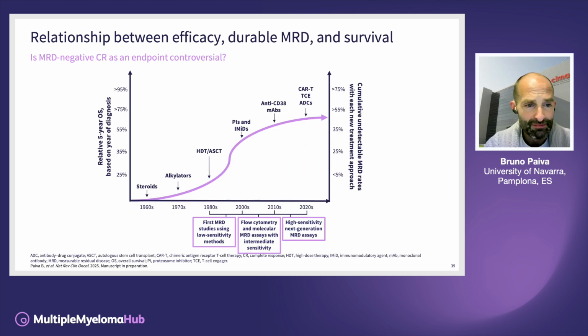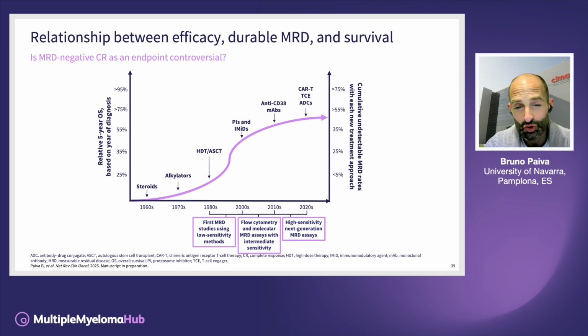Well, in this slide, you can see an estimation of the relative 5-year overall survival based on the year of diagnosis and how this has evolved with new treatment paradigms, and also how these new treatment paradigms have impacted the cumulative undetectable MRD rates. And I think that by looking at this slide and these estimations, it is fair to say that there is a clear relationship between efficacy, durable MRD, and survival outcomes in multiple myeloma.